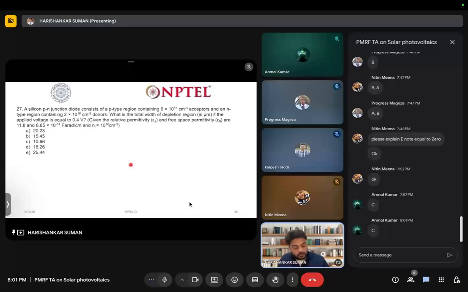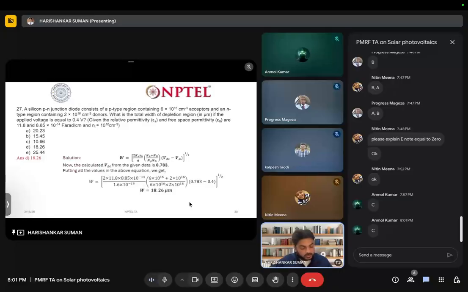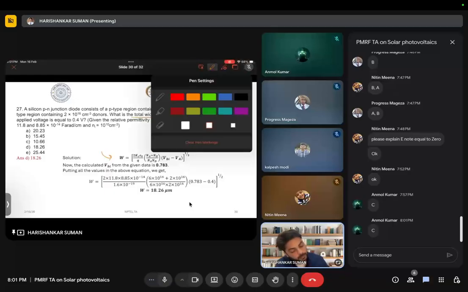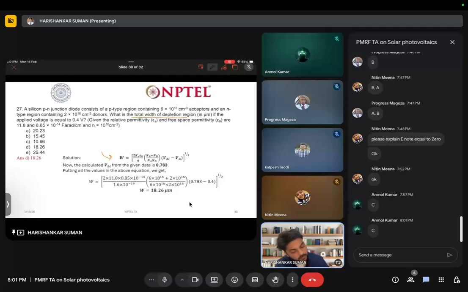Next question. I think this will be one more question. A silicon PN junction diode has a P type region containing acceptors and an N region containing donors. What will be the total width of the depletion region, with applied voltage 0.4? So let's see the answer. This is the formula for the depletion width, and we also have to calculate the VBI.